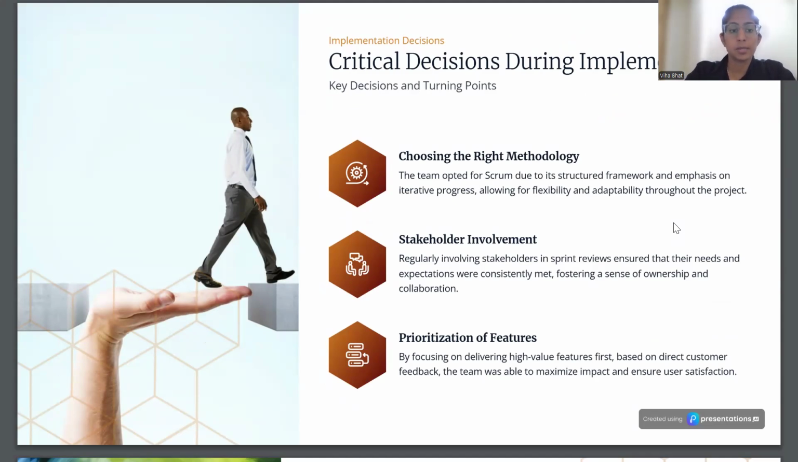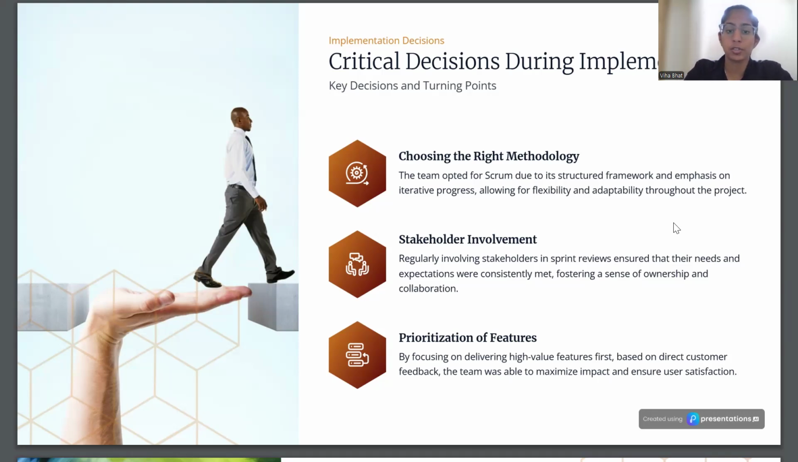This basically means you're programming at a fast pace, making sure that everything is reached on time. Next is stakeholder involvement. Regularly involving a stakeholder in sprint reviews ensures that their needs and expectations are consistently met. Also, if there is any change in those requirements and needs, you know it beforehand because you're talking with them constantly. There is constant communication between the stakeholder and the developer.